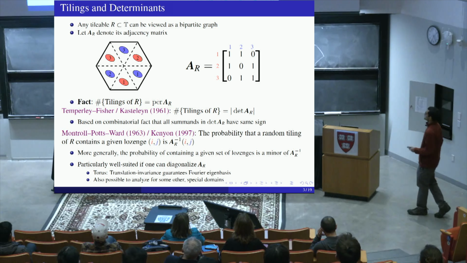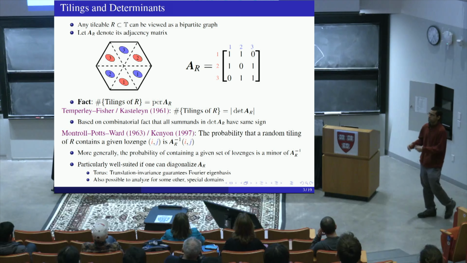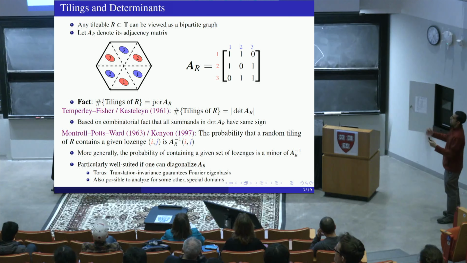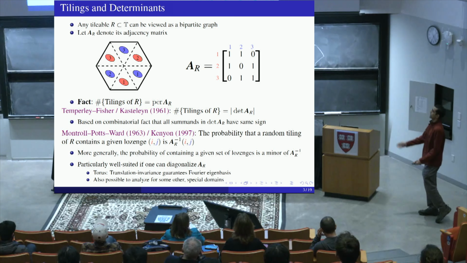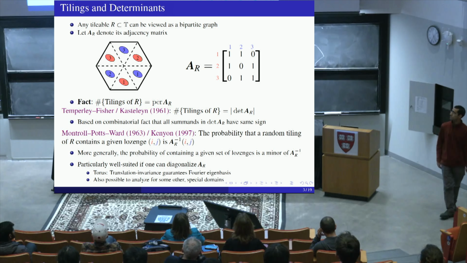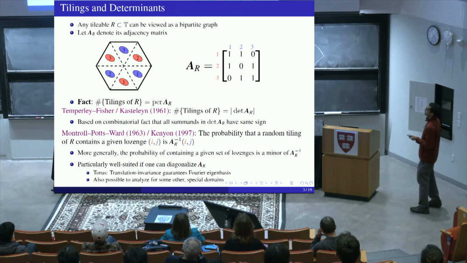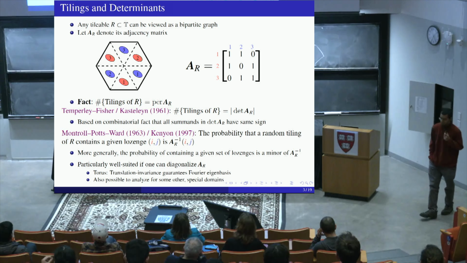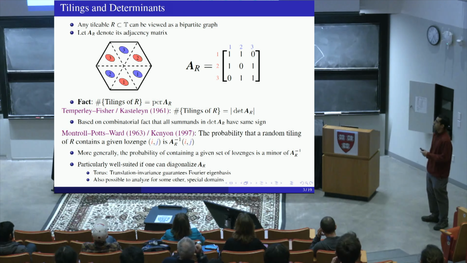This is particularly well suited if you can diagonalize AR. And this is why the torus is good. This is why the torus is one of the first examples to fall, because the torus is translation invariant, which will make your AR translation invariant. That will give you a Fourier eigenbasis for AR, and then you're in business, right? I can diagonalize the whole thing.